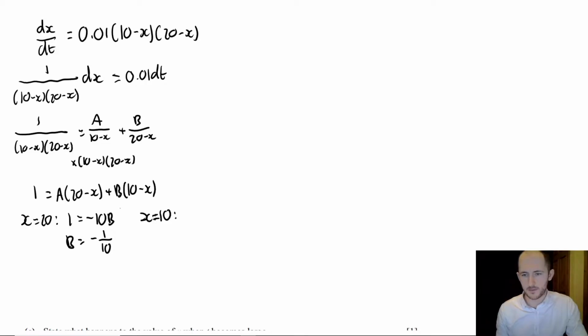Then if I sub in x equals 10, I'm left with 1 equals 20 minus 10, which is 10a, and again the b stuff goes away, so a is equal to 1 over 10. Okay, so far so good.